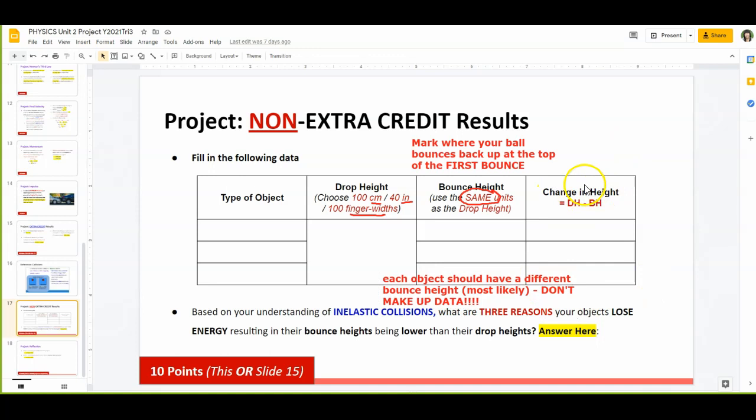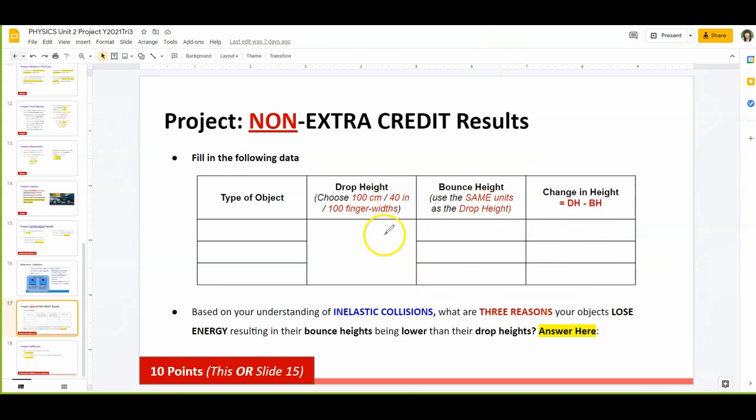Now from here, all you need to do is calculate the difference in our heights. So you're going to take the drop height and subtract the bounce height. You take this number right here and this number right here, and you subtract them, and that'll give you your change in height after your bounce. Same thing for your second bounce: take this drop height, subtract the bounce height, and that'll equal your change in height. And same thing for your third one: take this drop height minus this bounce height, and that will equal your change in height here. Again, the change in height is different for each object. Okay, so that'll be your change in height.